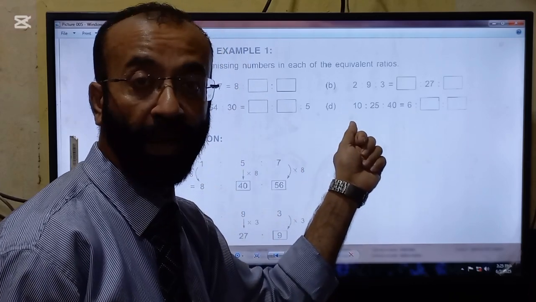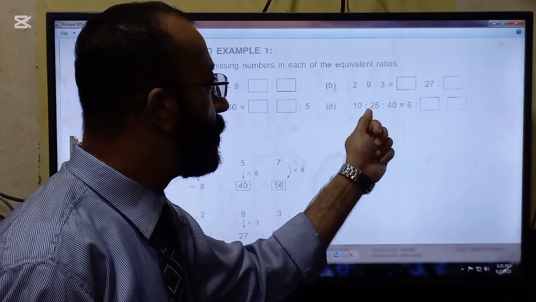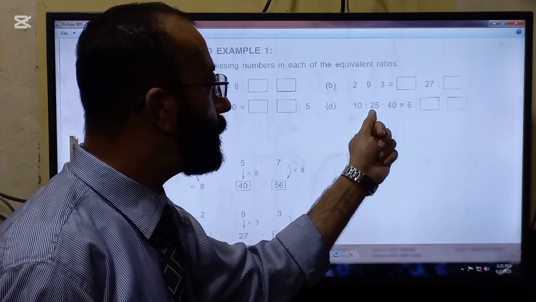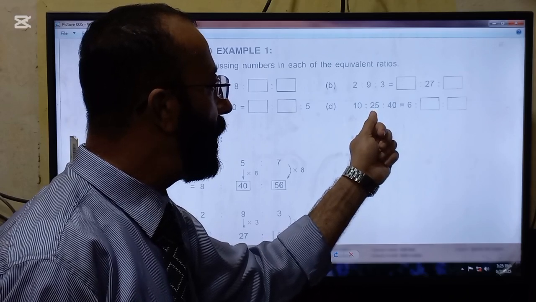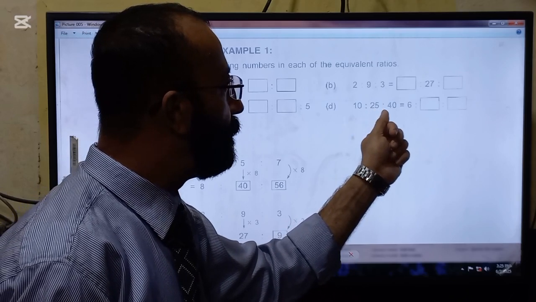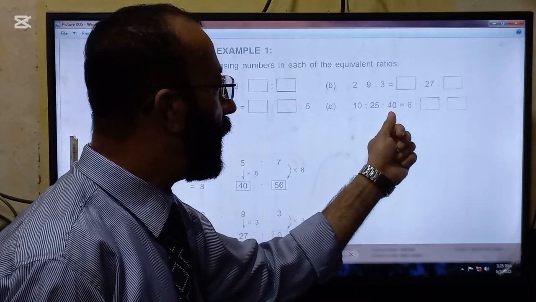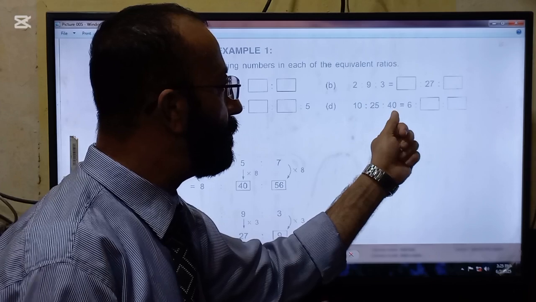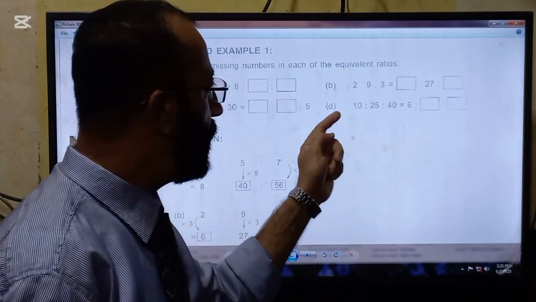So 2 divided by 5. Again, the same pattern will be followed. So divide by 5 will give us 5. Multiplied by 3 will give us 15. So here will come 15. Divided by 5, 8. Multiplied by 3, 24. So this will be the answer.